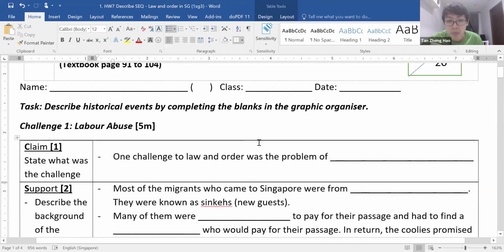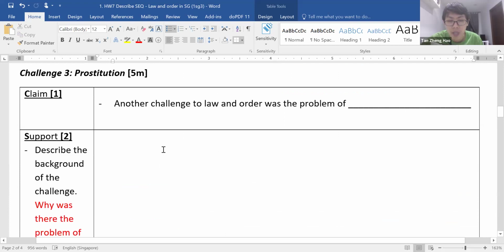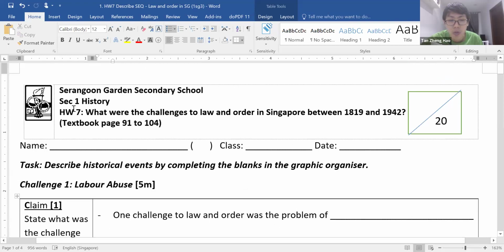Okay, so all these blanks as well as the free paragraph, the empty paragraph here, you can try and refer to, again, your textbook, these few pages to try and help you. Okay, give it a try and look forward to marking your work.